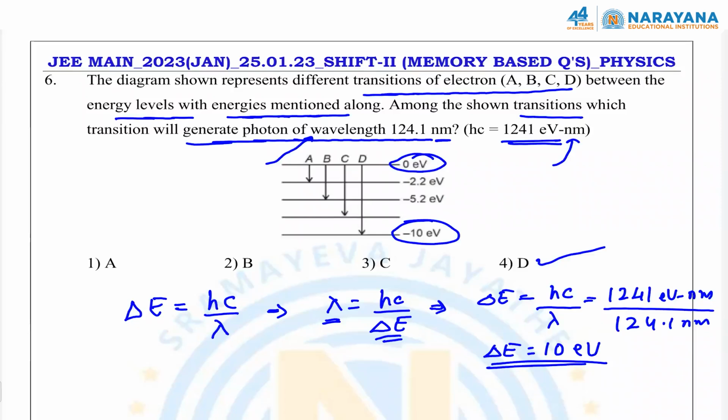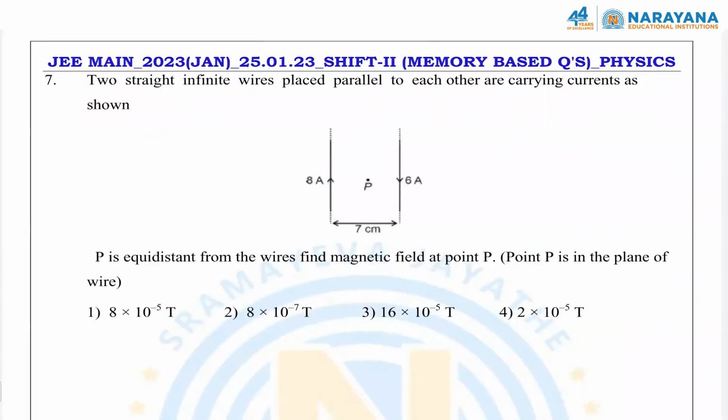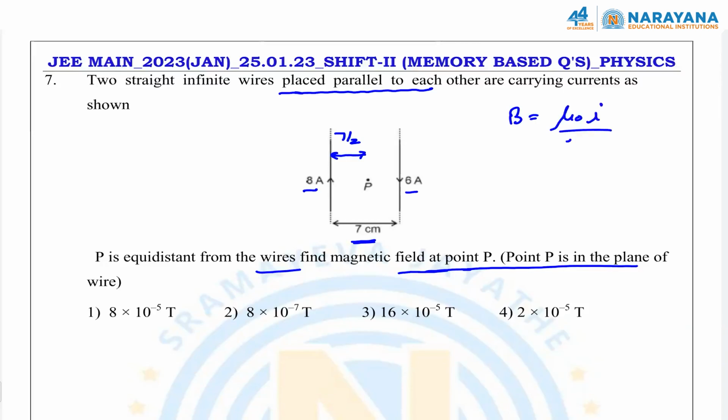Right, let's go to the next question. We have two straight infinite wires placed parallel to each other, and they are carrying currents of 8 ampere and 6 ampere, carrying current in opposite direction. And we have a point P which is equidistant from the wires. Equidistant means each of these distances is 7 by 2 centimeter, and we want to find the magnetic field at P. So the basic formula involved is the infinite wire magnetic field, which is mu naught I by 2 pi r.